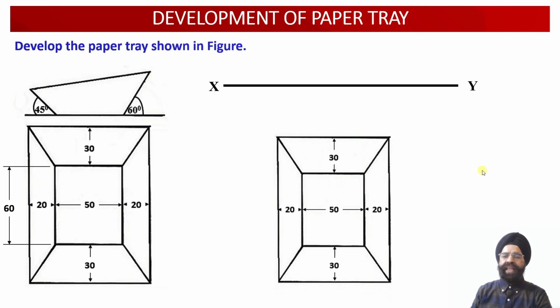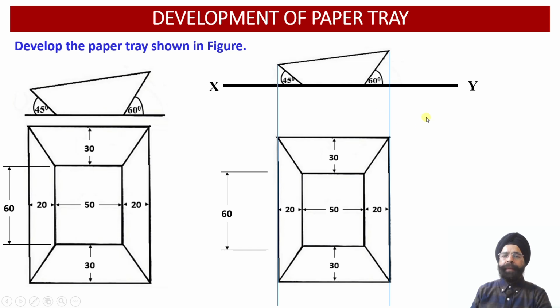Now we can see that from the top view construction, the dimensions of the different edges of this paper tray are available with us in the top view projections. Similarly, we have been provided with the orthographic projections of the paper tray in the front view projections as well. Now let us label different surfaces of this paper tray.